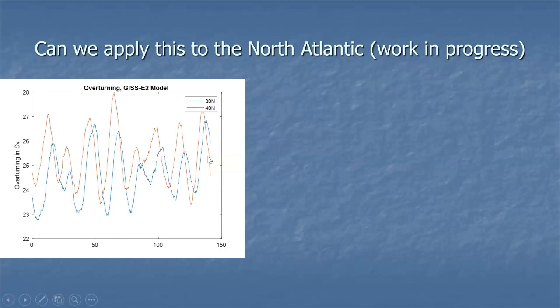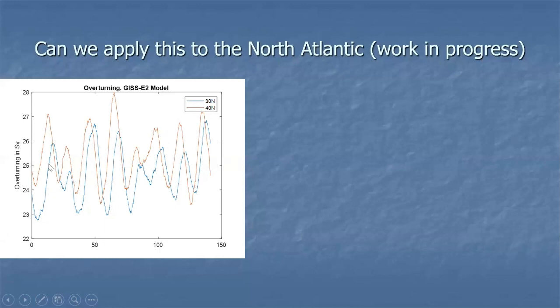Here's some time series of overturning in that model, with the red line at 40 degrees north and the blue line at 30 degrees north. And you can see that there's definitely changes in the overturning. The overturning is going from about 23 to 28, so a change of about 20% over, this is time in years, so this would be over about 5-10 years, and then it drops, and then goes back up, and then drops, and goes back up.